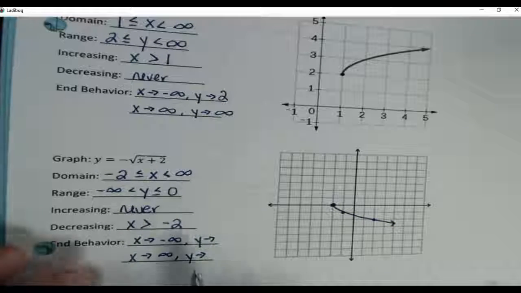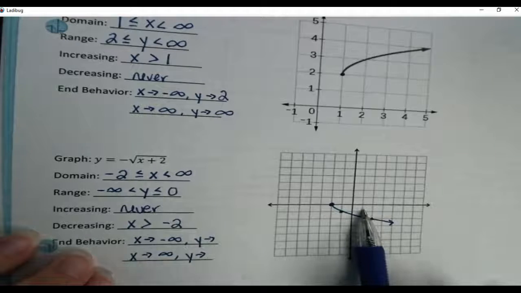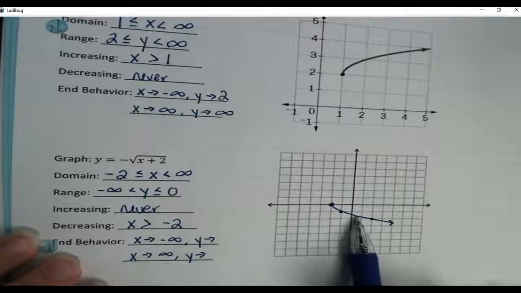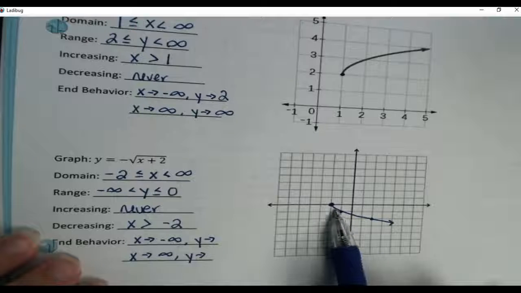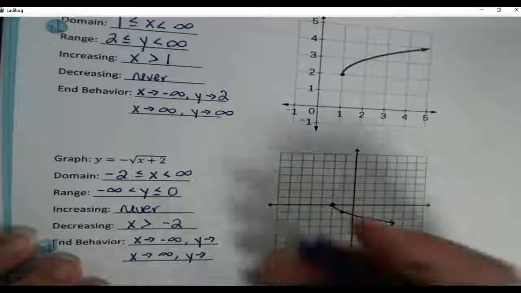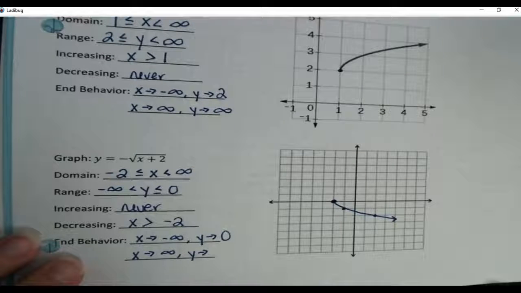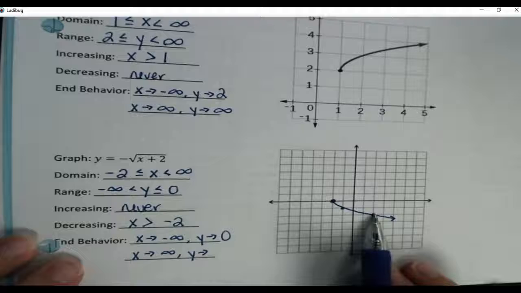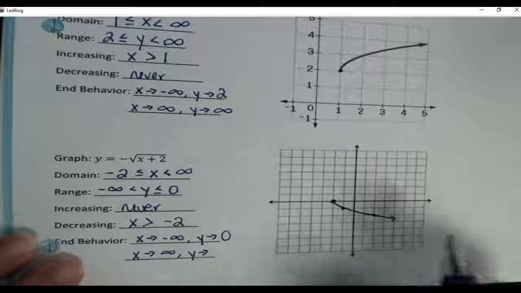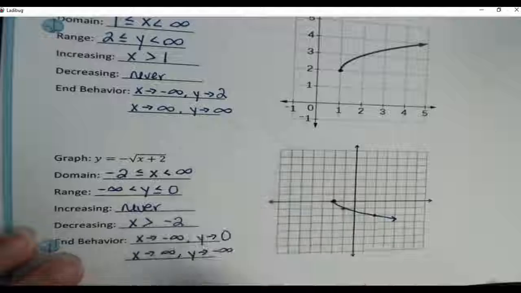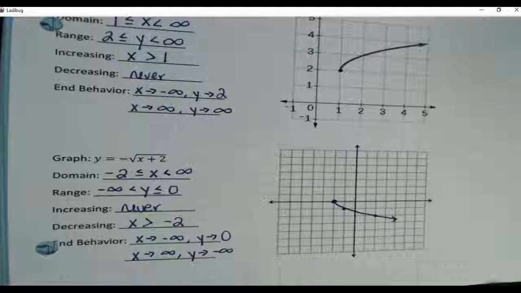Okay. So in this one, as x goes to negative infinity, if I start in the middle and I go to the left to negative infinity, where's my y going? 0. Good. And then if I start in the middle, as I go to the right, where is my y going? Negative infinity. Good. Questions? Okay. Alright, flip this paper over.